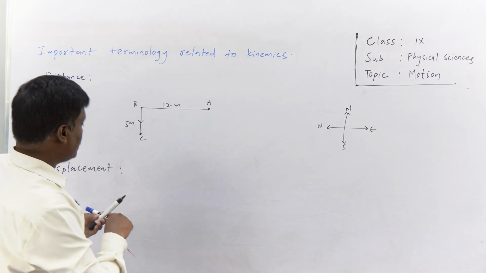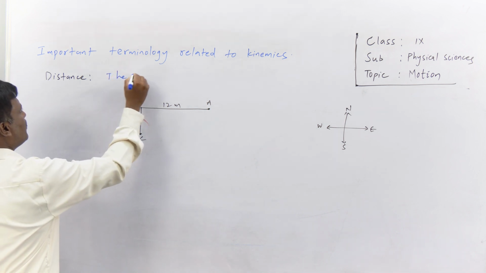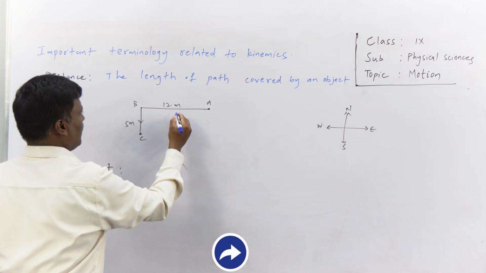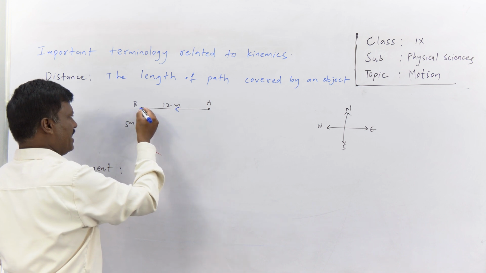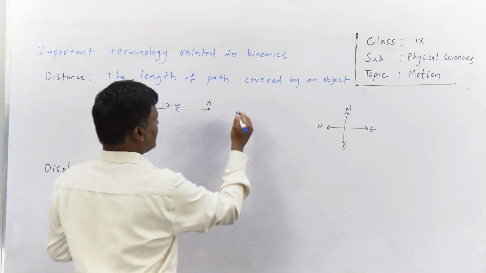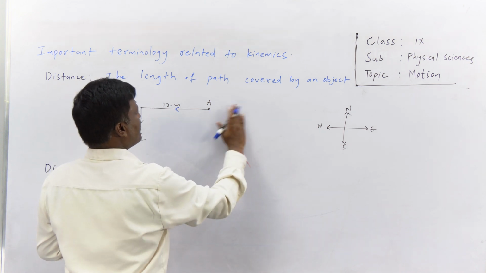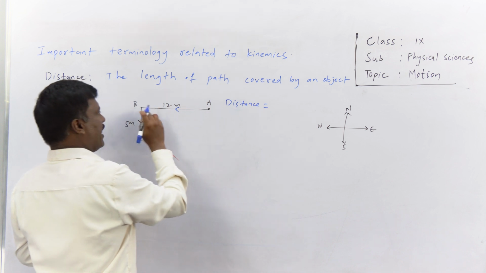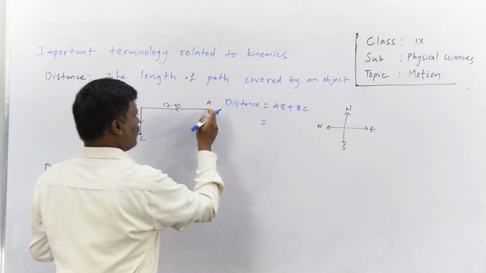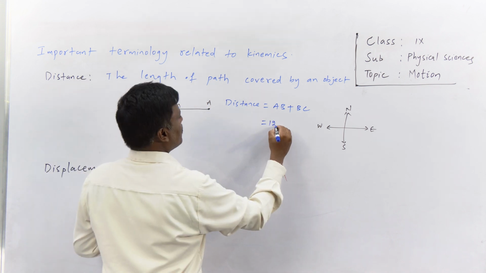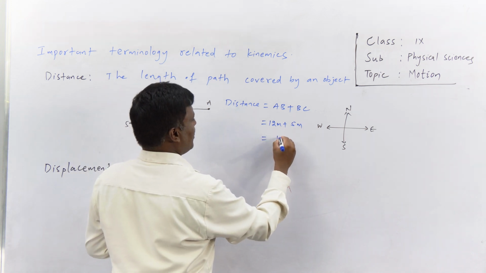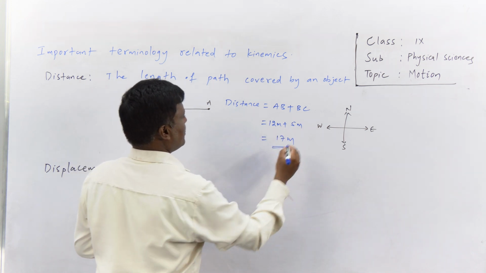So what is distance? The definition of distance is the length of the path covered by an object. This is the distance traveled by the object. First the object traveled AB, A to B, and then B to C. So what is the total length traveled? Distance is equal to AB plus BC. What is its value? A to B, what is the value? 12 meters. B to C, what is the value? 5 meters. Now 12 meters plus 5 meters is 17 meters. That's all. This is the distance traveled.